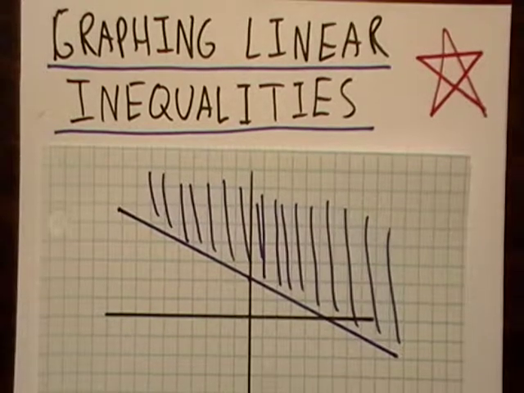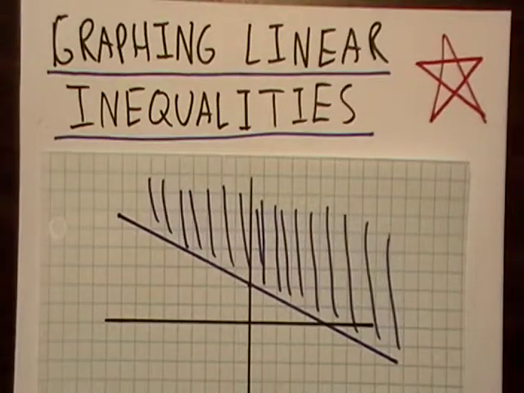Okay, in the last video we graphed linear equations. Now we're on to inequalities, and it basically looks just like what you've been doing, except they throw a greater than or equal sign in. And basically you're going to end up shading in one side of the graph, on one side of the line.